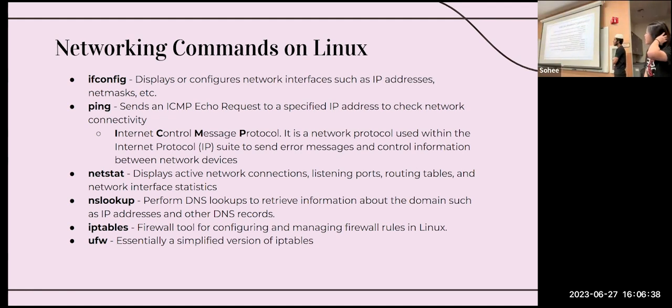Usually you use netstat with a bunch of options, which we can talk about later. But basically it just gives you information about active network connections, listening ports locally on your computer, routing tables and network interface statistics. And then we have NSLOOKUP, which is a tool for looking at DNS lookups and things like that.